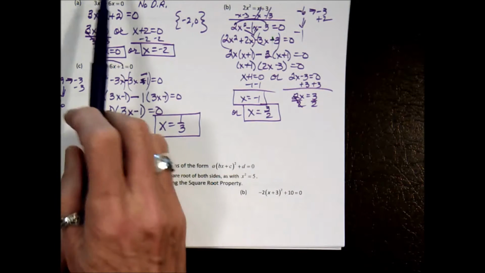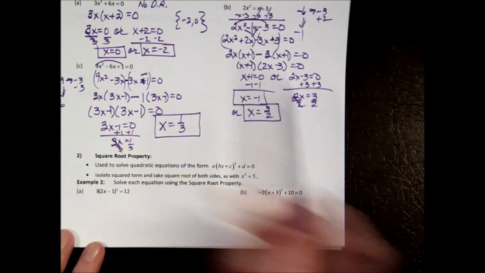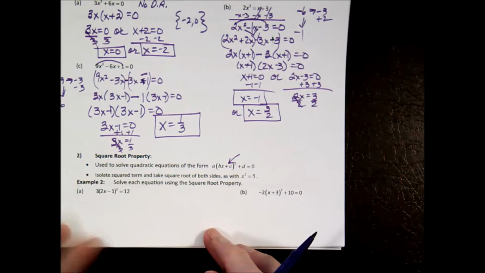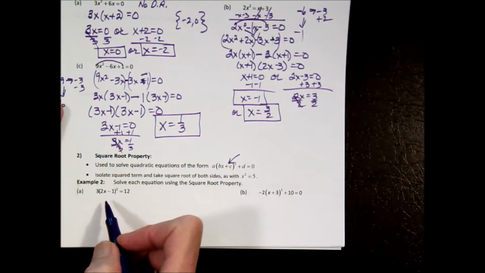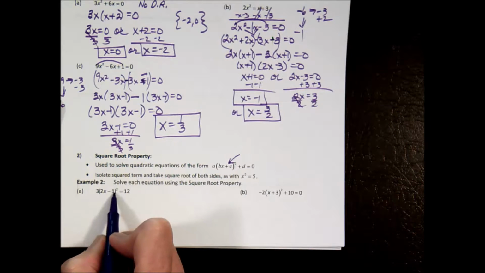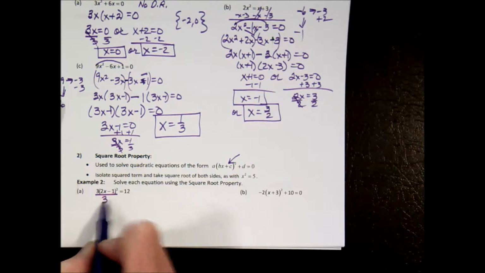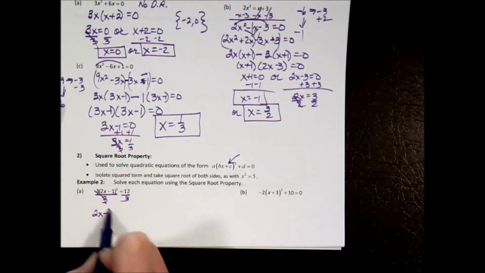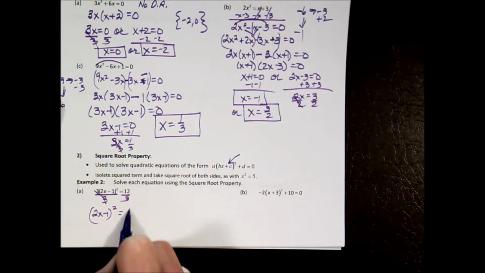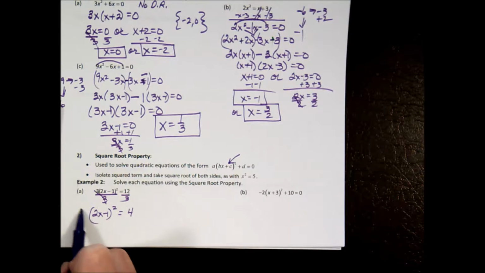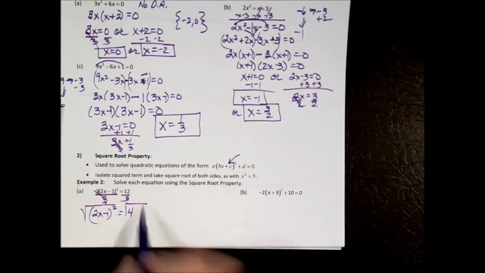With factoring, we got it equal to 0. With the square root property, we isolate that thing that has been squared. So here, I see that 2x minus 1 has been squared. To isolate that, I have to divide by 3, and I get 2x minus 1 squared equals 4. And now since the term that is squared has been isolated, I just take the square root of both sides.